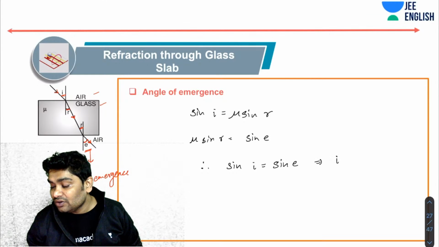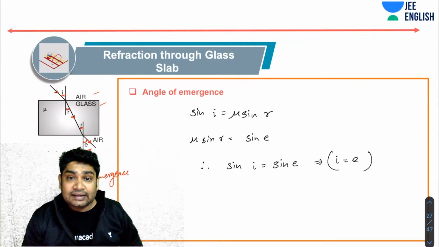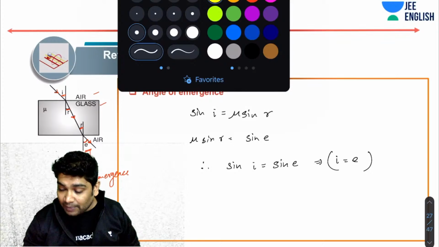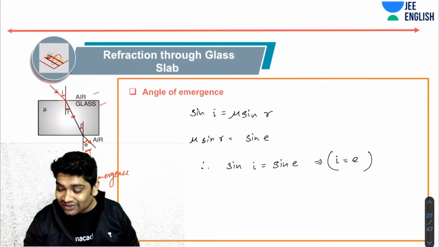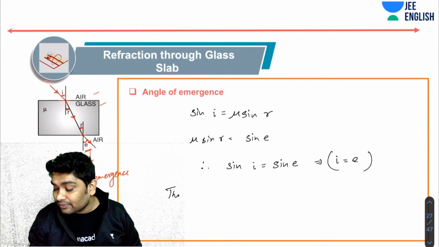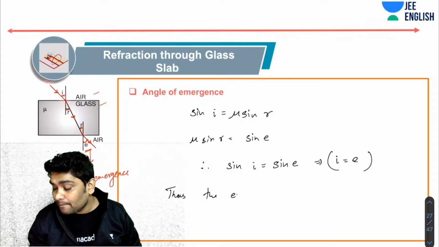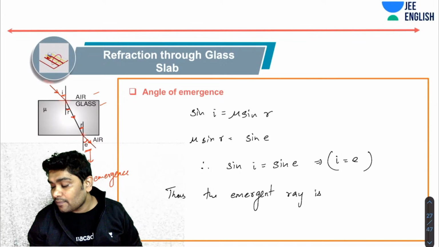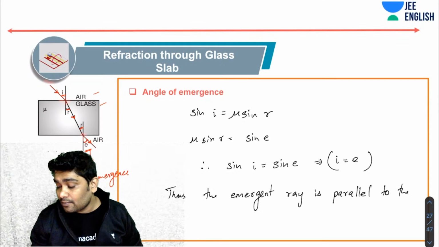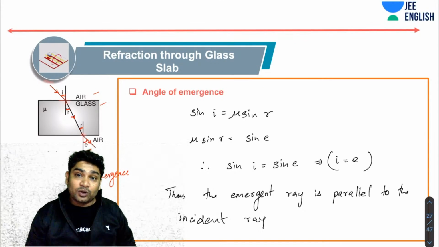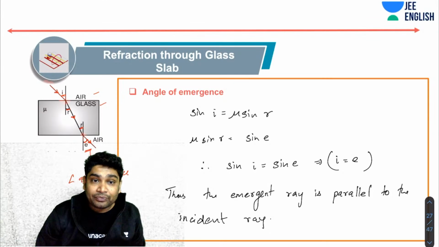Therefore sine E equals sine I, or I can say I equals E. So the first thing that you will realize is that the light ray that enters from one point exits from the other parallelly to the ray that was incident. Thus the emergent ray is parallel to the incident ray. That's the first thing that you will notice about refraction through a glass slab.